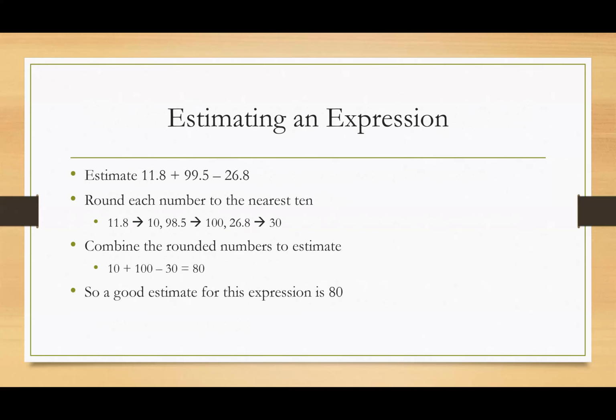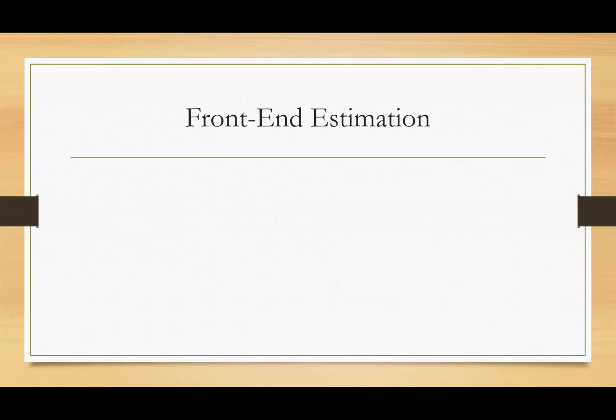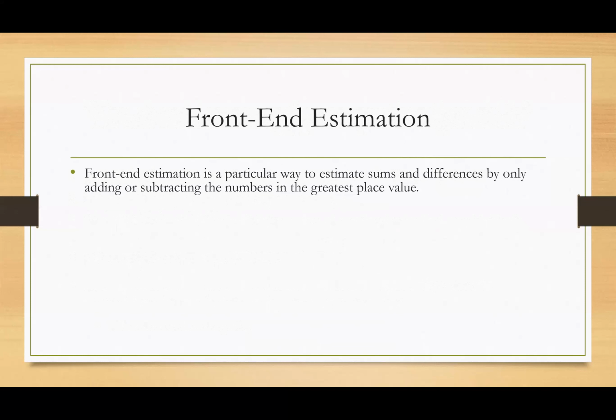Now, another way to tackle the same expression is by using front-end estimation. Front-end estimation is a particular way to estimate sums and differences by only adding or subtracting the numbers in the greatest place value. That's why it's called the front end. So if we're again estimating that expression, the greatest value we want to look at for the first number is just that 1, so we would round that to 10.